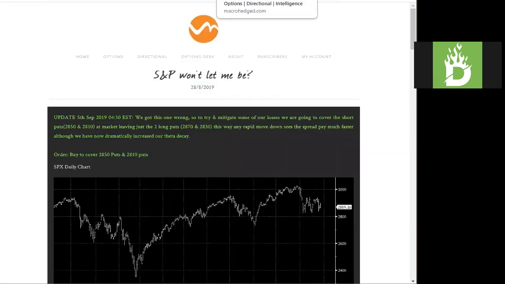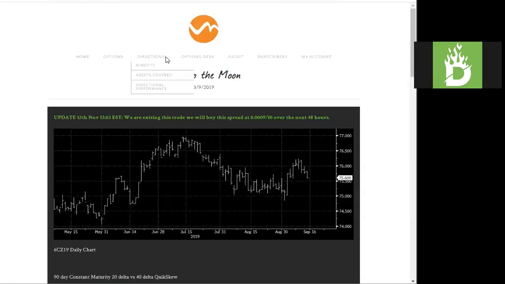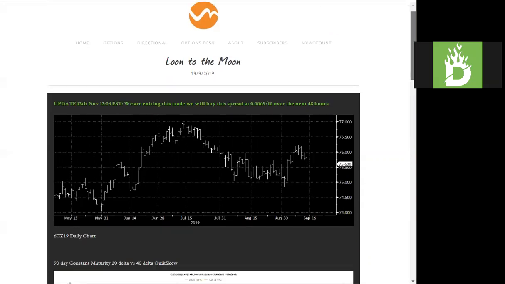Right, so let's save the S&P one, and we'll go loon to the moon while we're on this. We'll do this, and then I've got another ratio spread, and then an error that I made in the S&P, and then I want to go over the sterling trade from the election. So, loon to the moon.